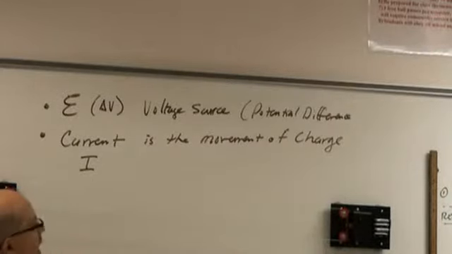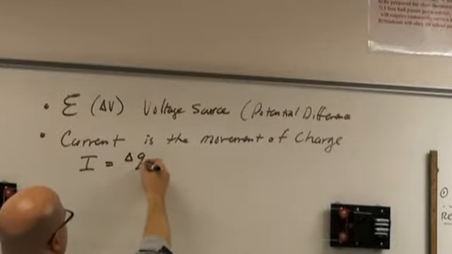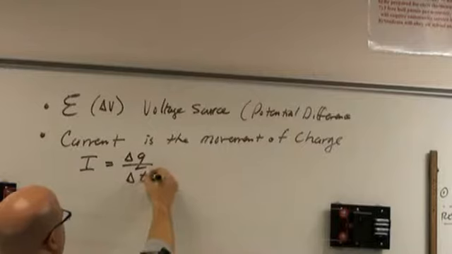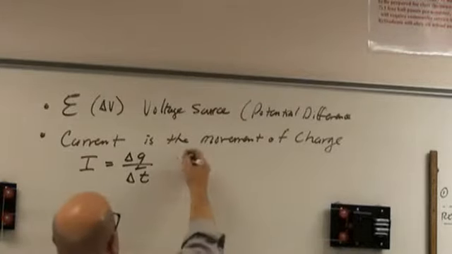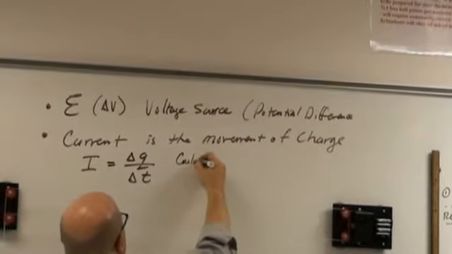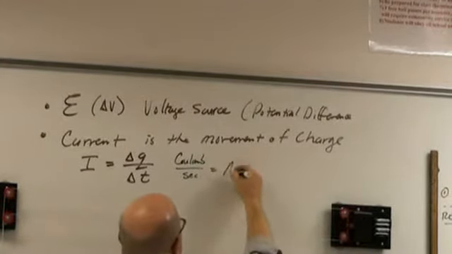So current is I. Current is defined to be the amount of charge moving past a spot in a certain amount of time. So it's the rate at which charge moves. Q is charge, remember, so it's the rate at which charge is moving with time. So, literally, what are its units? Coulomb per second, which we call an ampere.